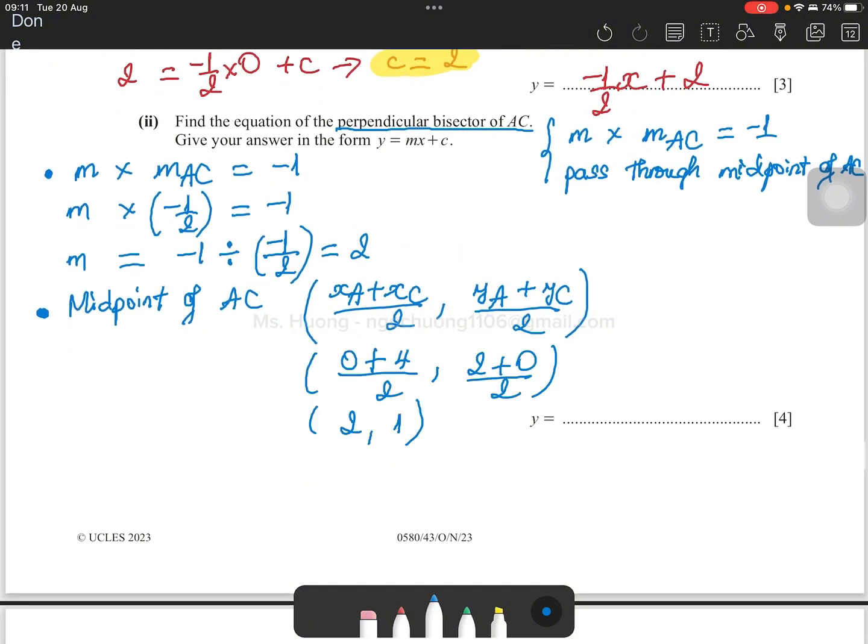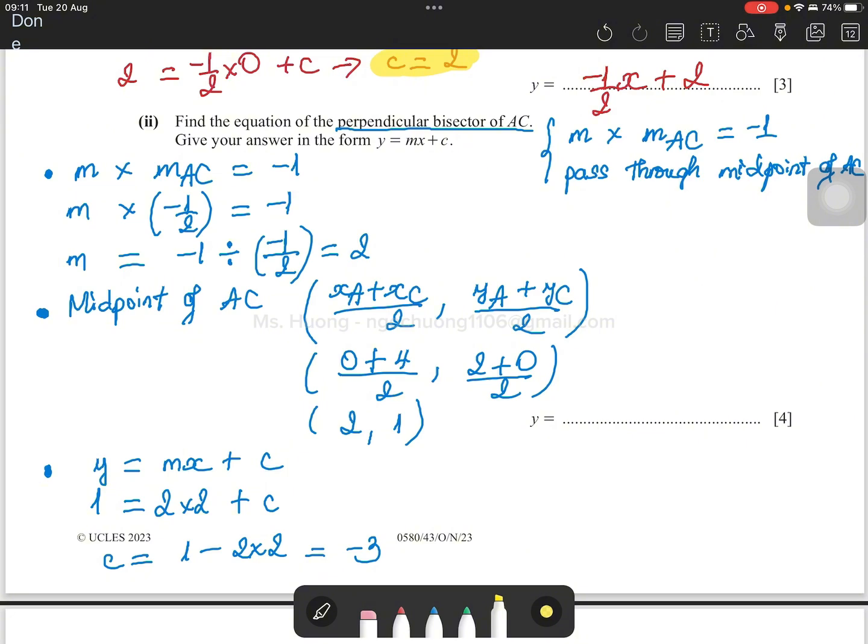Now we'll substitute the gradient and the midpoint into the formula y equals mx plus c. In this case, y is 1, x is 2, and the gradient is also 2. So c is equal to 1 minus 2 times 2, which is 1 minus 4 equals -3. So we see that the gradient is 2 and c is -3. So the answer is y equals 2x minus 3.